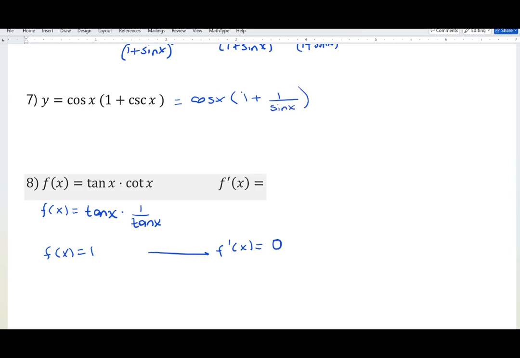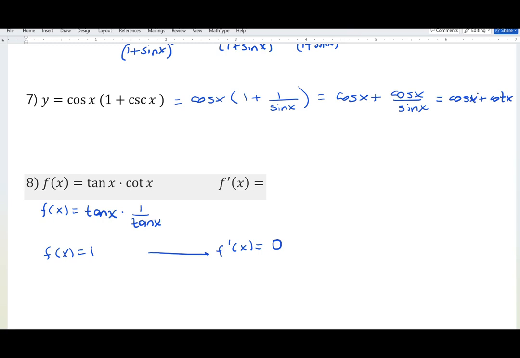And now let's distribute this to see what we get. Okay, so cosine times 1 is cosine x plus cosine times 1 over sine is cosine x over sine x. And what do you know about cosine x over sine x? Is it tangent or cotangent? Cotangent, right? So here we have then cosine x plus cotangent of x.